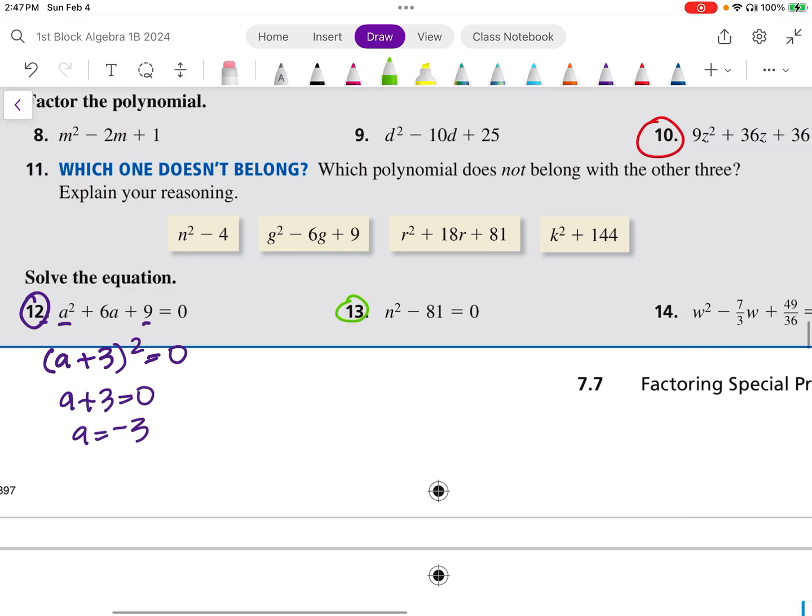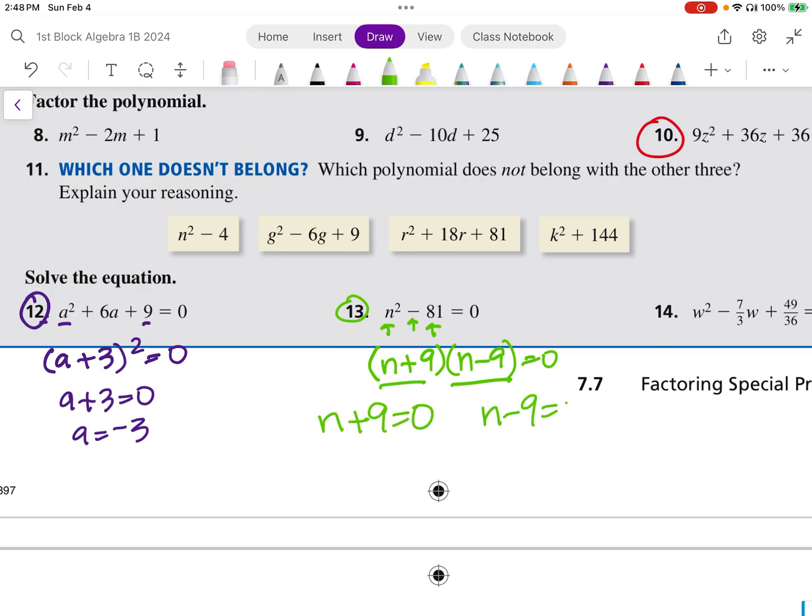And then we're going to solve 13. I see 2 terms. Maybe this is a difference of squares. It is a difference. I see a minus sign. N squared is a perfect square. 81 is a perfect square. So this is n plus 9 times n minus 9. Set it equal to 0. Now we have to take each of these equal to 0 according to the zero product property. N plus 9 equals 0, and n minus 9 equals 0. Subtract 9 from each side, and n equals negative 9. Add 9 to each side, and n equals 9.